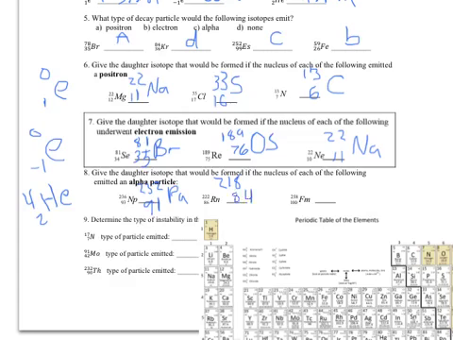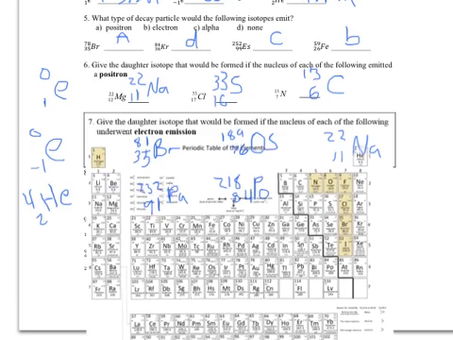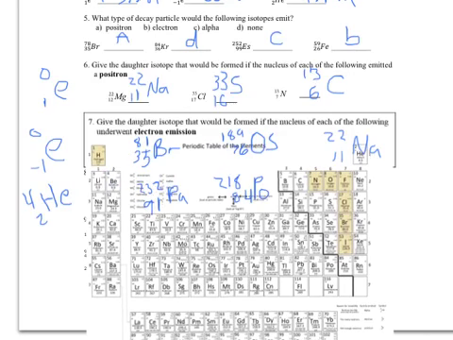And element 84 is polonium. That one I happen to have committed to memory. I think, let me go double check it. I could be wrong. Is 84 polonium? Yes, 84. There it is. That's polonium. Good job, Eric.